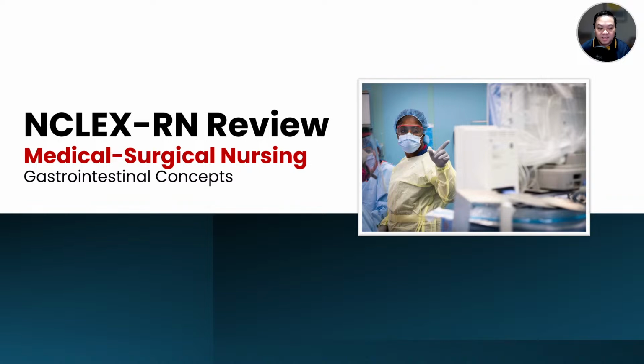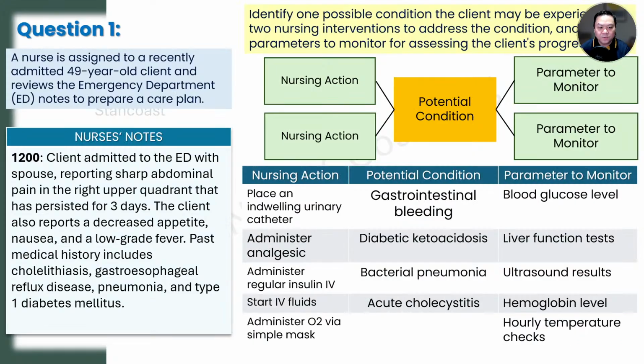And today we'll continue tackling Q&As on the gastrointestinal disorders. Let's get started. Now, we have our first scenario here. This is a bow tie question. And the scenario states here, a nurse is assigned to a recently admitted 49-year-old client and reviews the emergency department notes to prepare care plan. Now we have the nurse's notes here.